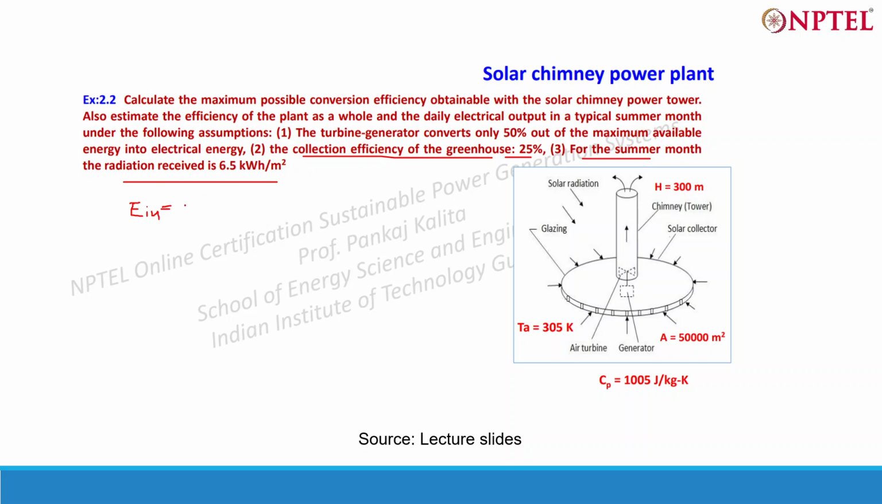Input is basically 6.5 into 50,000. So this is the input to this system. 6.5 into 50,000 comes out to be 3.325 megawatt hour.